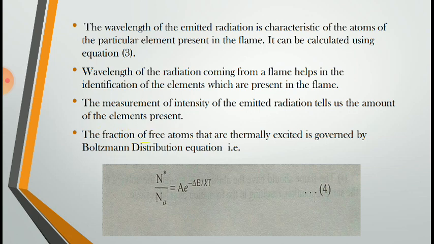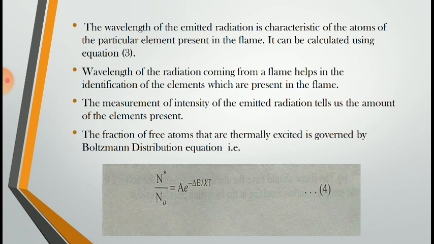The fraction of free atoms that are thermally excited is governed by the Boltzmann distribution equation. The Boltzmann distribution equation, we know, is n star upon n0 is equal to A into e raised to minus delta E upon kT. This is the Boltzmann distribution equation, equation number 4.